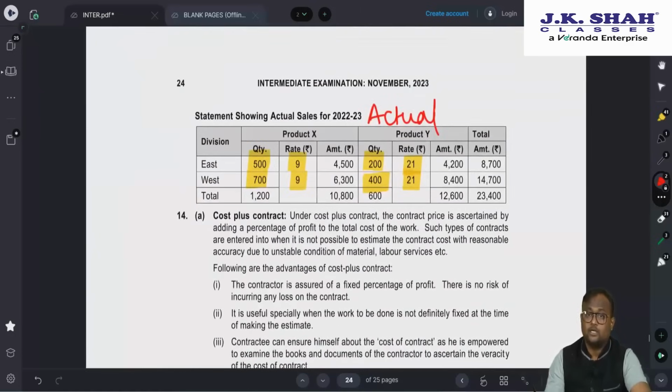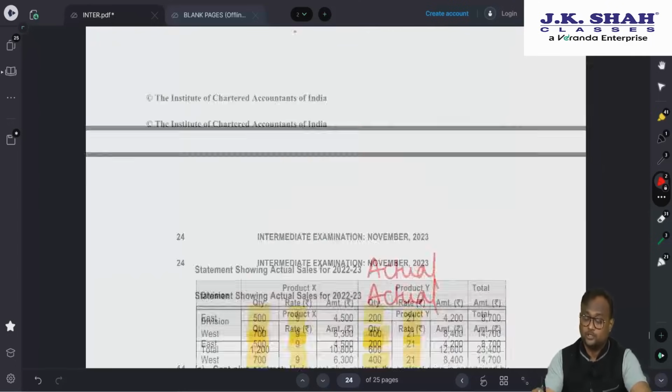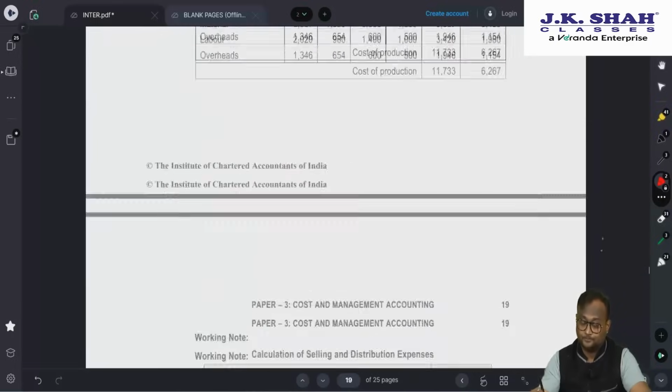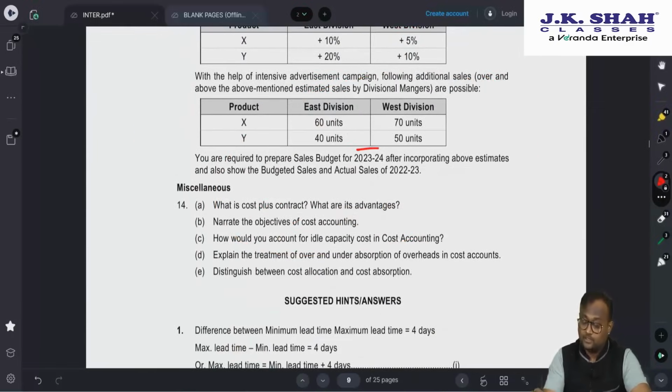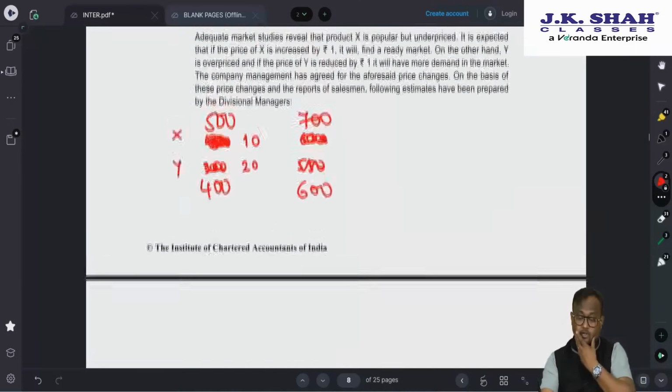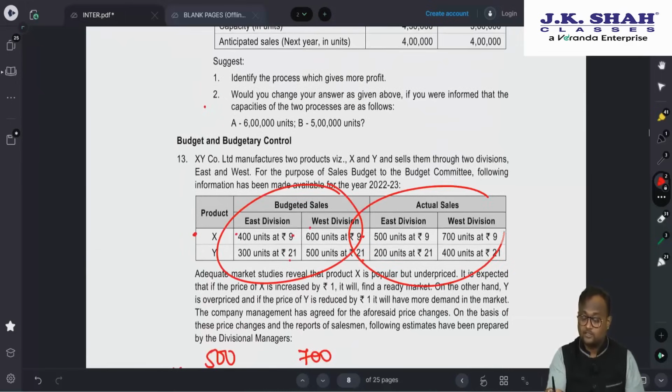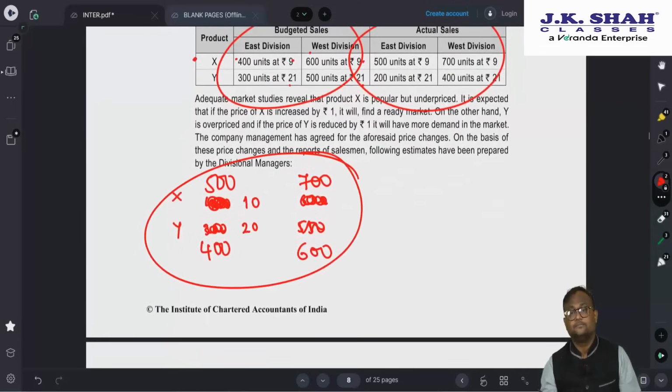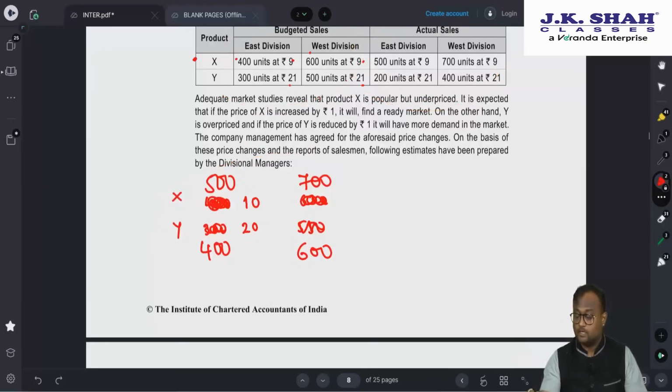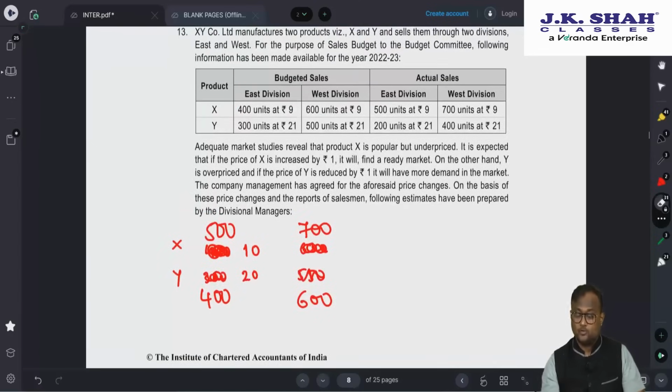And this is my actual data on the basis of the actual data given in the question. It's not a big deal. This is all given in the question. So what have they asked for? Budget for next year, this is revised budget, plus budgeted sales and actual sales of the current year. Budgeted sales and actual sales for the current year is this, and revised is this. Simple. Trust me, it was absolutely simple task to handle this. There was nothing great in this. I hope you guys are clear with it.